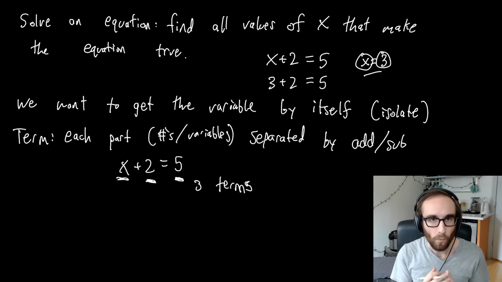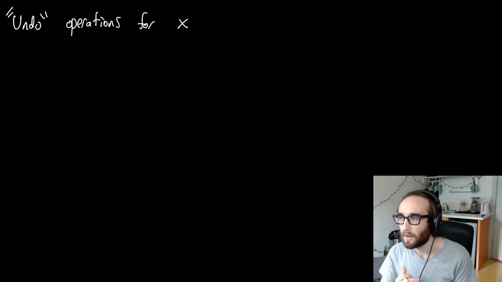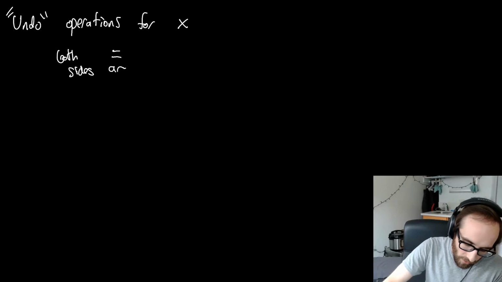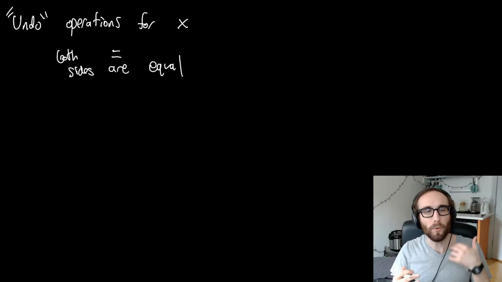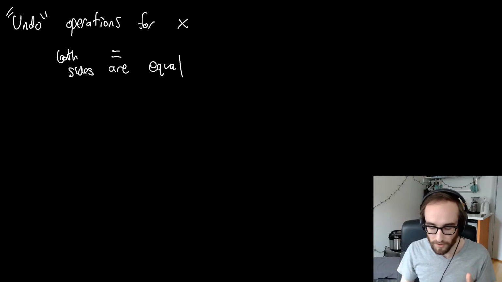Okay, so when we're solving an equation, we can do this by undoing all of the things that have been done to our variable. So we want to undo operations for x that were done on x. An equation is a statement that says that both sides are equal. So when we have an equal sign, it's saying that both sides are equal. What this means is that if we do something to one side, we can do the exact same thing to the other side, and the statement remains true. So both sides are still equal.